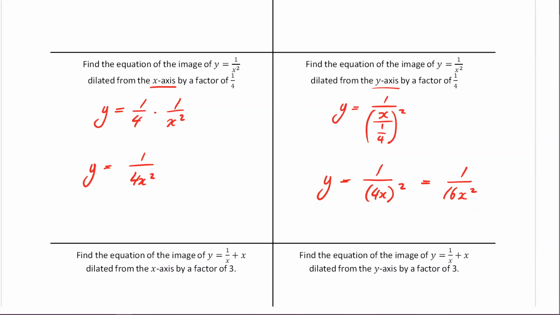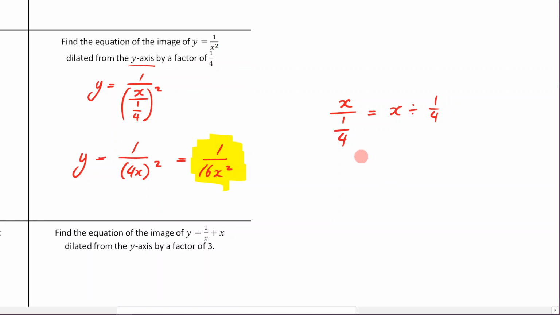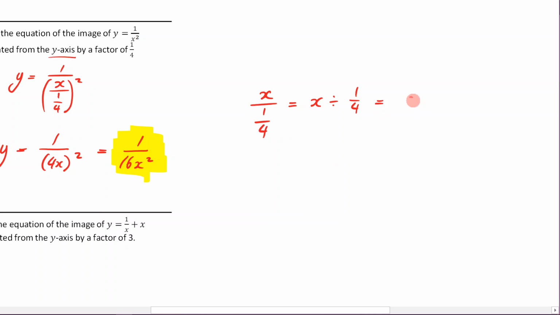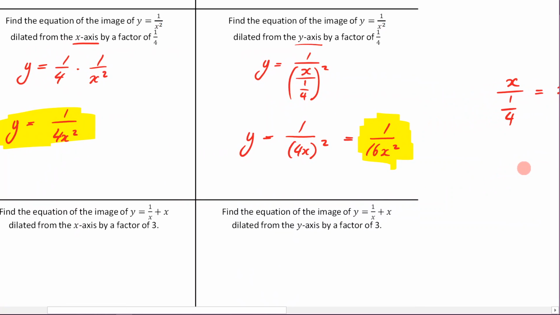Let me just highlight my answer there so we're all on the same page. This is my answer here. This is my answer there. If you're just wondering, let me just do this off to the side. You might not need this, but I just want to make sure that I'm covering everyone here. If I've got x over 1/4, so that's what we had here, the way I like to think about it is x divided by 1/4. That's the same thing. And then you can say, hey, state change flip, x times 4/1. And remember, everything is over 1, so it's 4x. That's how I got it, just to make sure we're all on the same page.